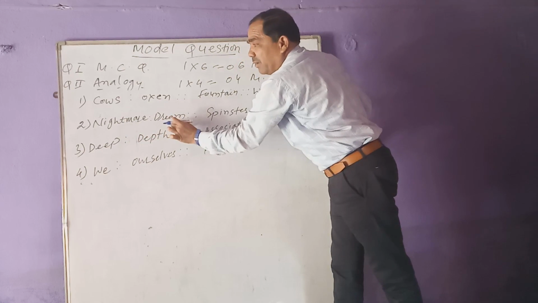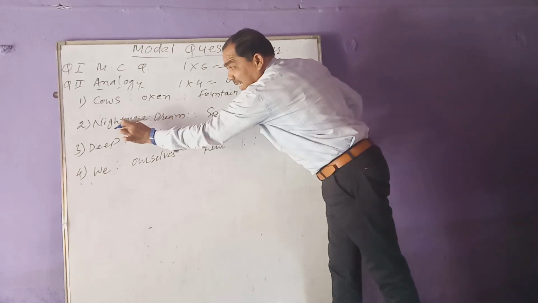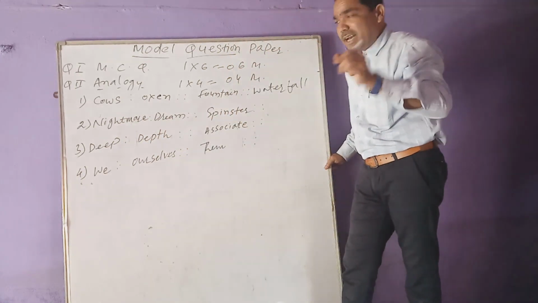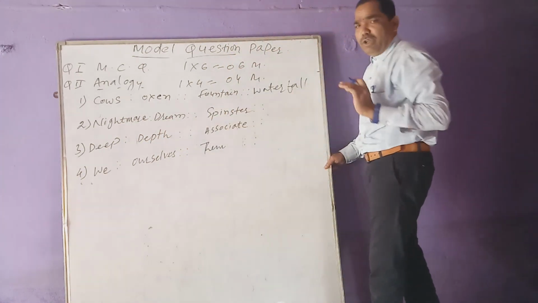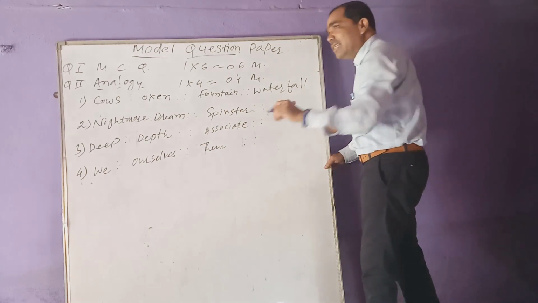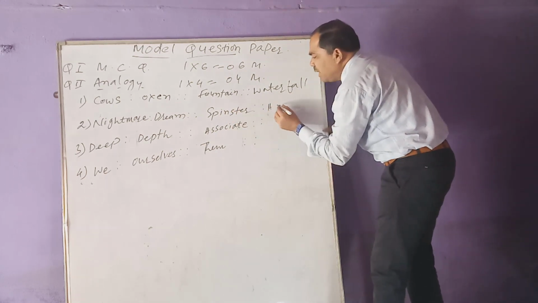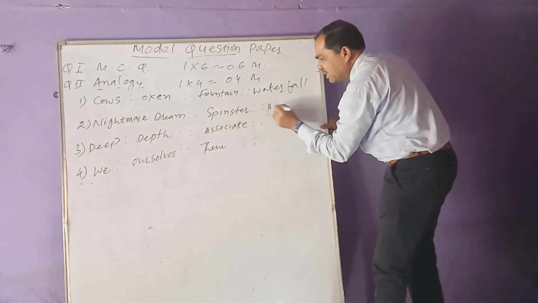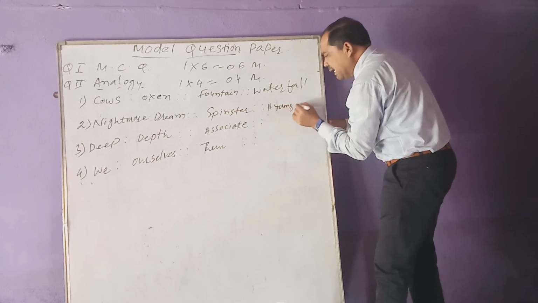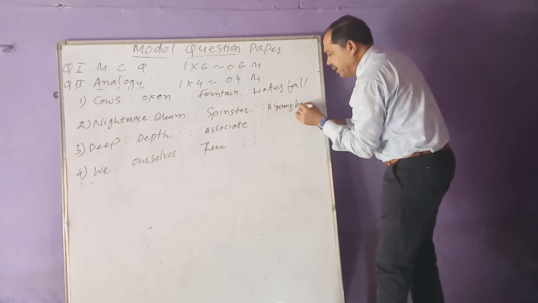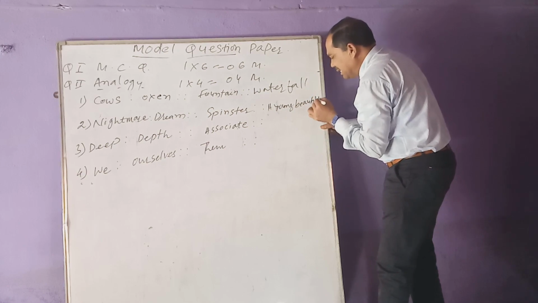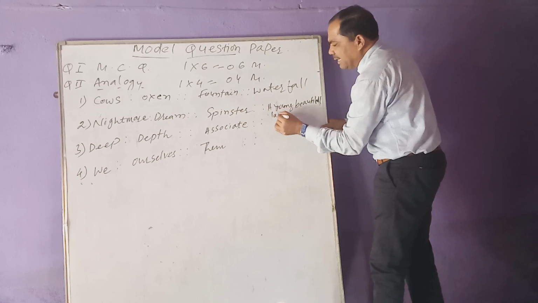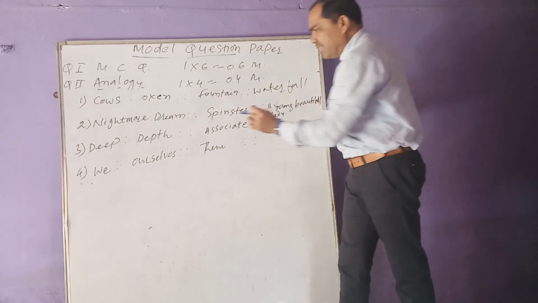Nightmare is standing for dream. It means that the word nightmare is going to express the meaning of a synonym word. Nightmare, dreams. Now, what is the synonym of spinster? The synonym of spinster is a young beautiful unmarried lady. Spinster. The synonym of spinster is a young beautiful lady. So that has been called a spinster.